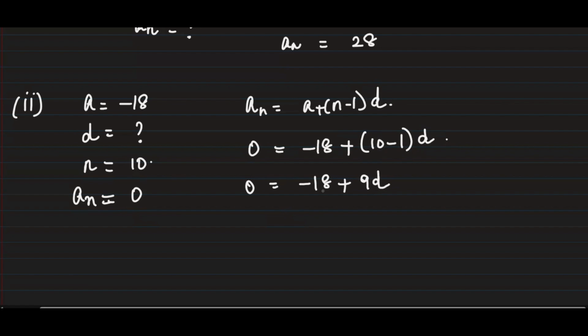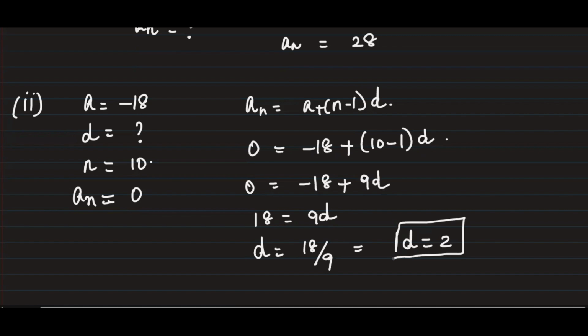To find the value of D, let's take the 18 to the other side. So 18 is equal to 9D. Then D is equal to 18 over 9, that is 18 by 9, which gives D equal to 2. So the common difference in this question is 2. Clear?